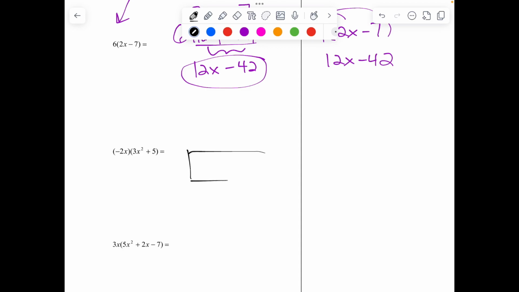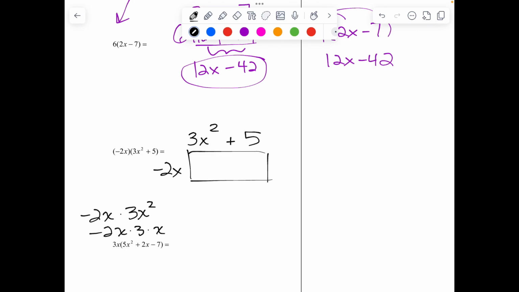Even if I don't have a number, I have a variable, I can still apply this same process. So if we think about negative 2x multiplied by 3x squared, well, negative 2x times 3, now x squared is really x times x. So I could multiply these whole numbers, get negative 6, and then x times x times x gives me x to the third. So in this box, I've got negative 6x to the third.